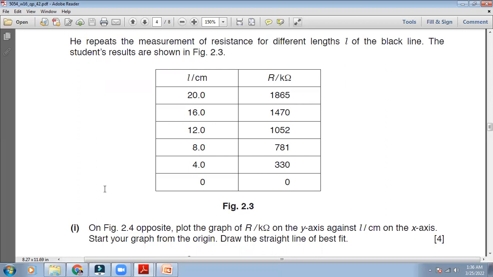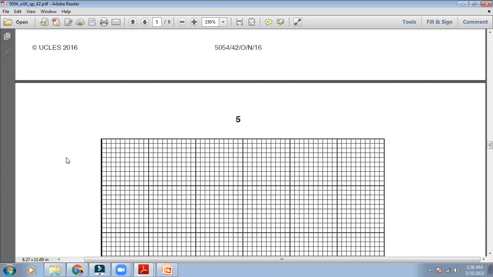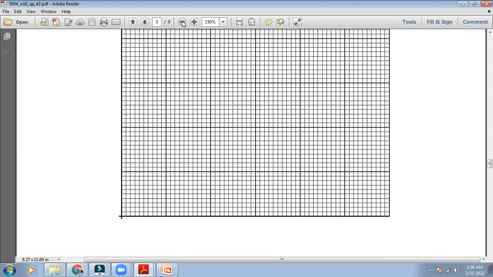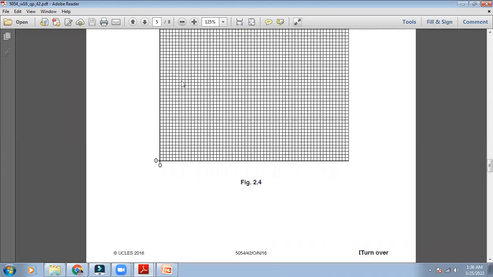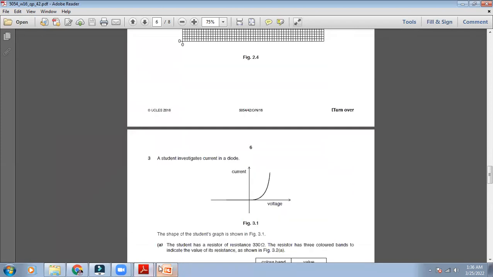On the figure opposite, plot the graph of R in kilo ohms on the y-axis against L in centimeters on the x-axis. Start your graph from the origin. Draw the straight line of best fit. It's a 4-mark question, and this is the graph paper which is given to us, figure 2.4. Let me reduce the size so you can see the whole thing.